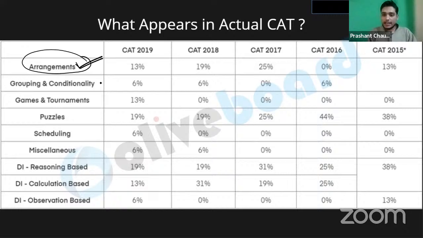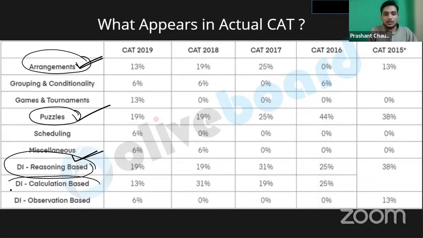The second topic that you should give weightage is puzzles. You can clearly see 19%, 25%, 44%, 38%. I am just marking the topics that are really important. Now, scheduling is important, but not that much. But DI that is reasoning based, again, very, very crucial. 19%, 31%, 25%. And DI calculation.